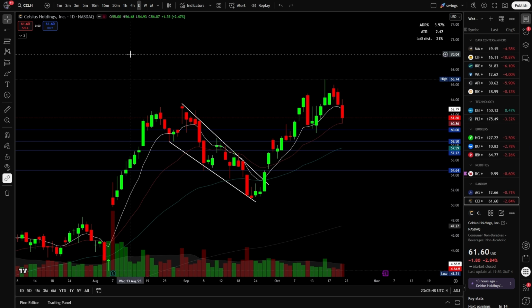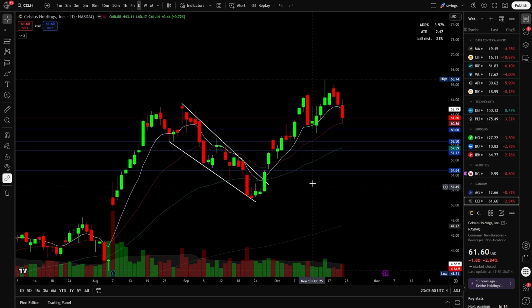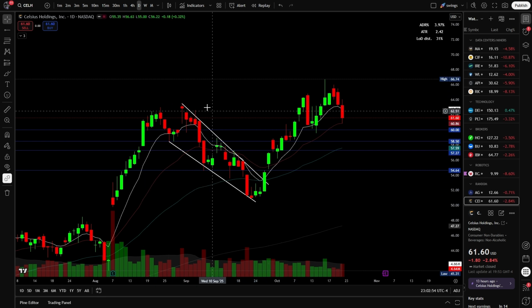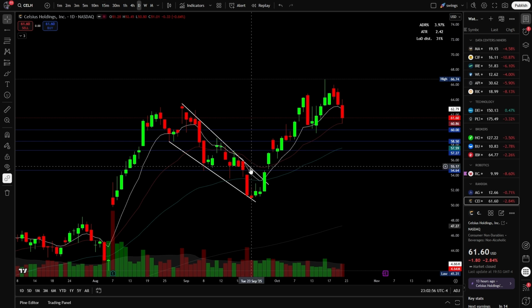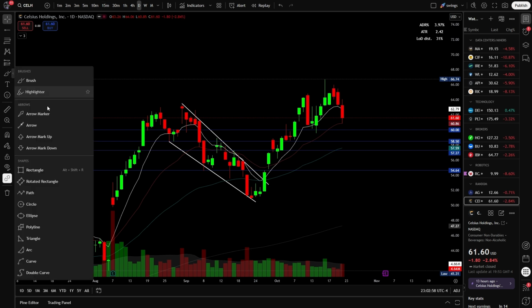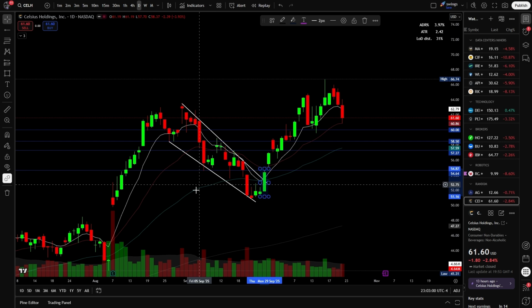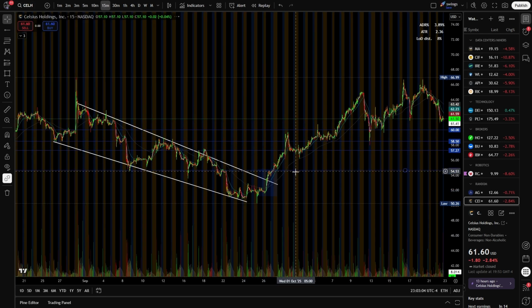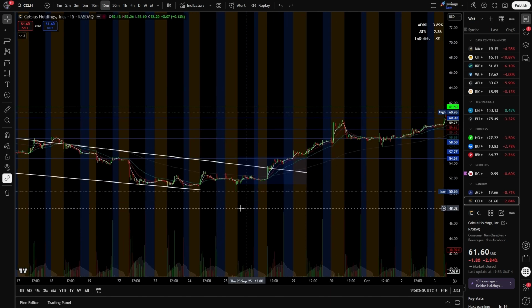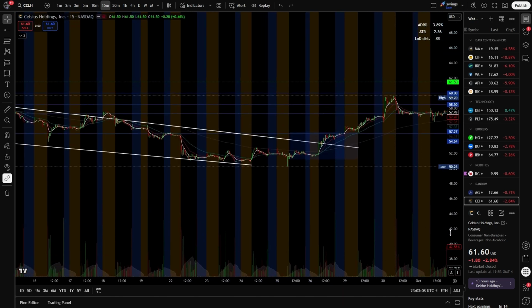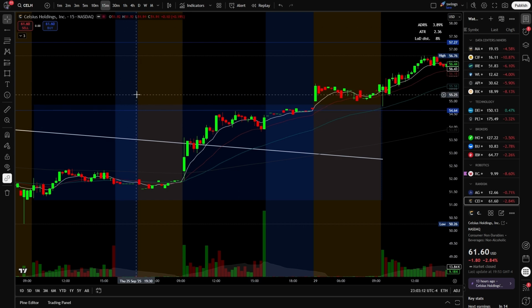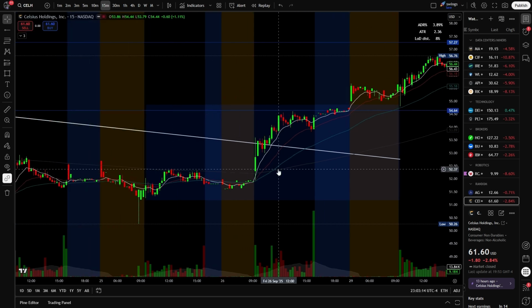So if we look on CELH here, Celsius, I got this a while ago at the end of September. So we can look, we got a nice wedge pop setup here. So if we scale down to the 15-minute chart, I'm just going to highlight this real quick. Scale down to the 15. Alright, zoom in here. As you can see right here, I was looking for previous day high break on the 15.